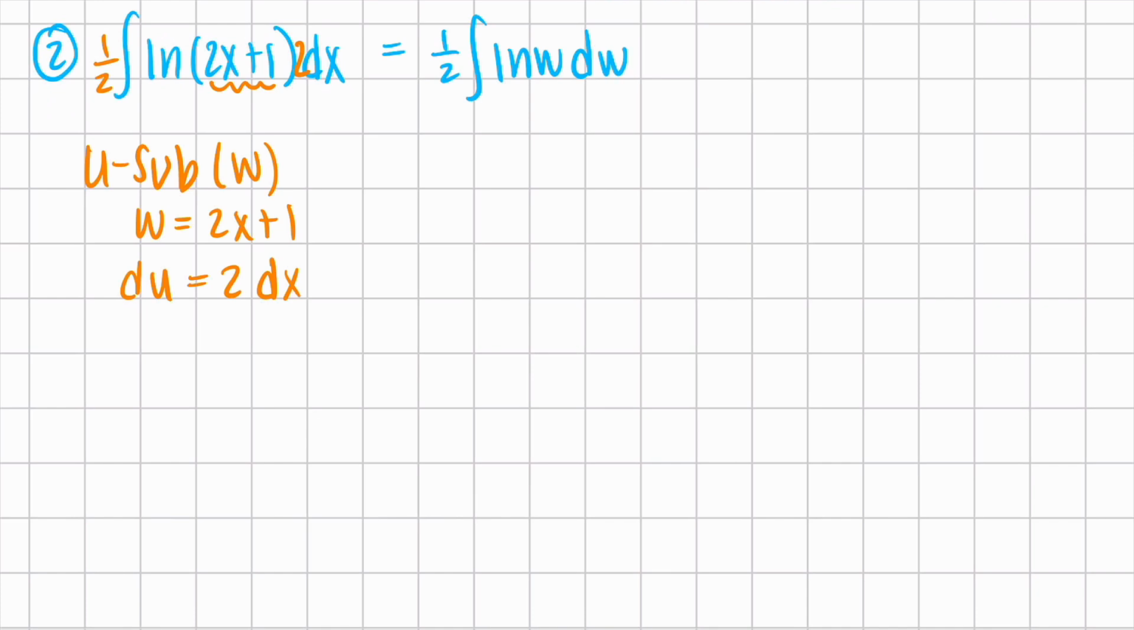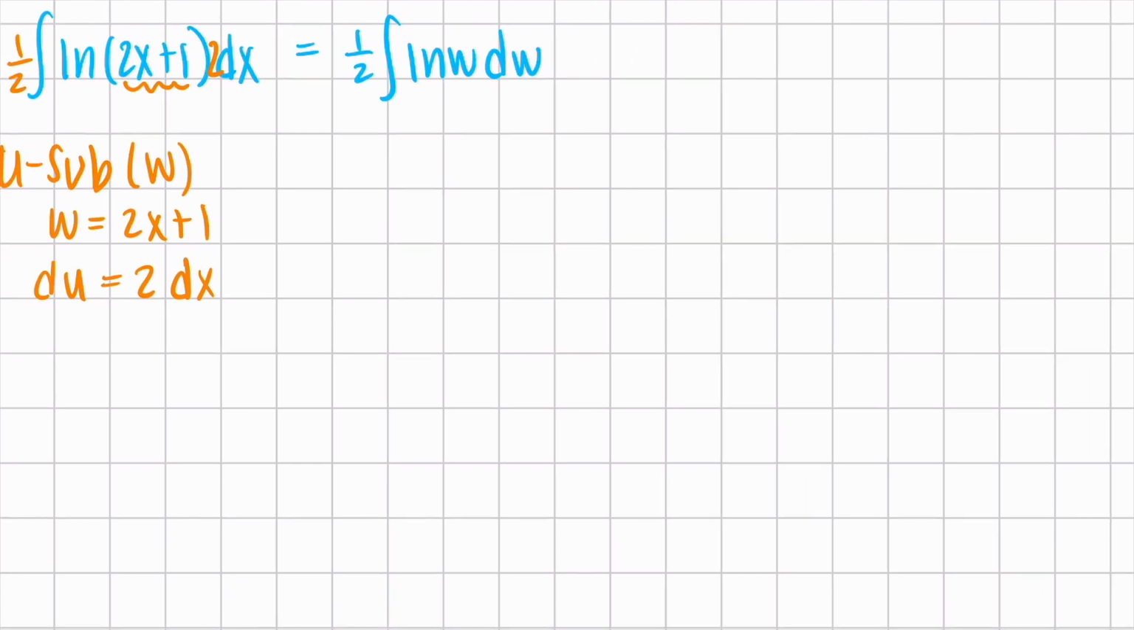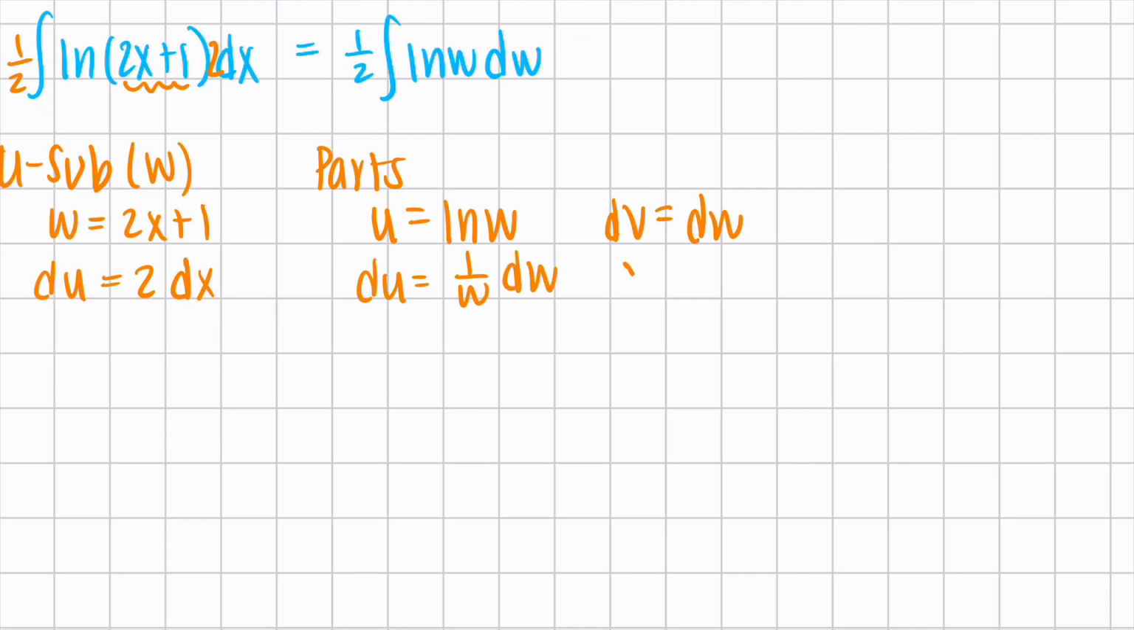And now it's going to be a lot easier to work with the integral in terms of w. So let's do our integration by parts now. I'm going to make u equal to natural log of w. I'm going to make dv equal to dw. So that means du is 1 over w dw, and v is w.